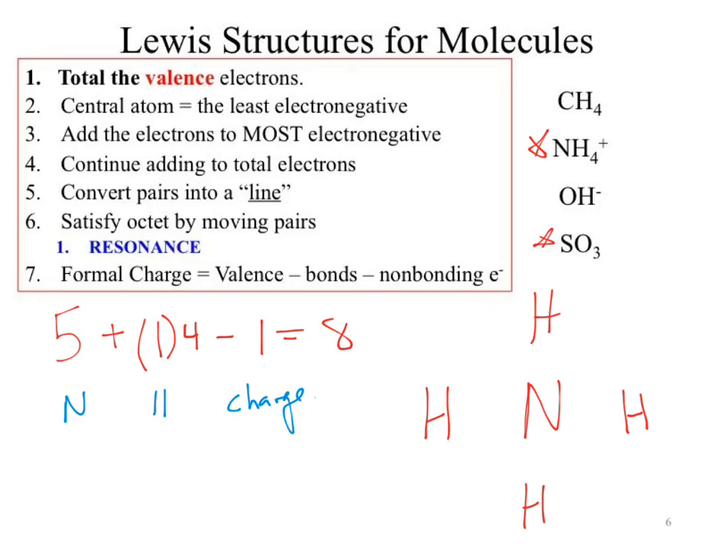I believe the steps are up there. Add electrons to the most electronegative. Which element is the most electronegative? Nitrogen. So we'll start putting our electrons in. We'll put them in pairs, and I will preferentially put them between atoms if I have the option.